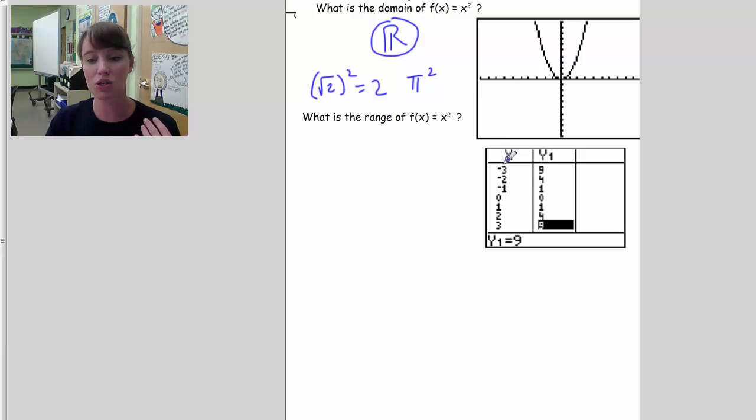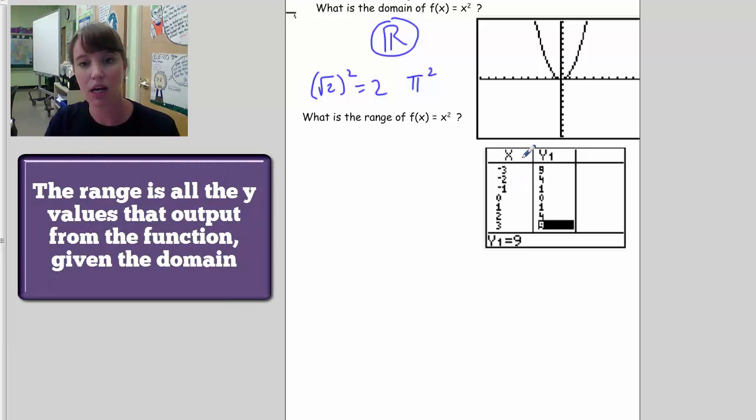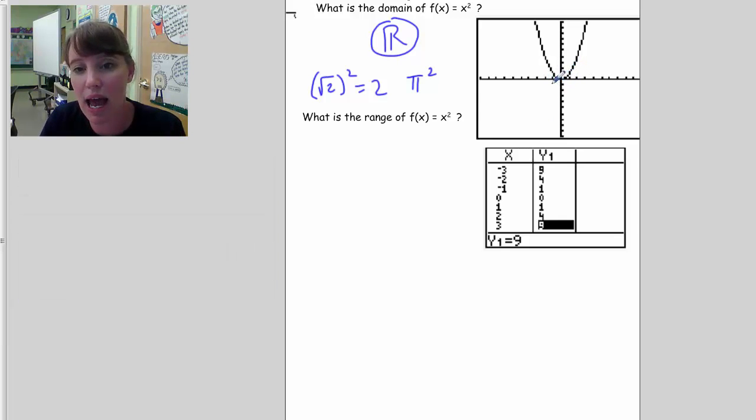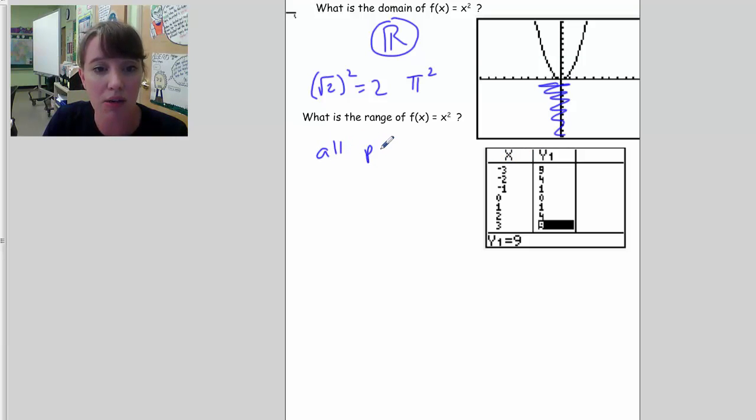Now, the range is all the y values that come out of the graph, all the output values, right? So if you'll notice, this is special because there's no number that I can square to get a negative y value. So here, all the values that output from this function are just the positive real numbers. So all positive real numbers, and also 0.